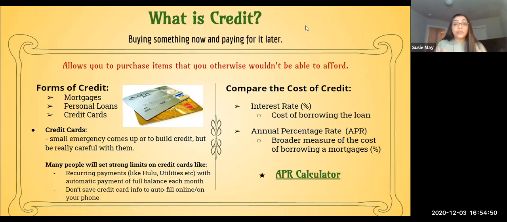Now, these are two different things. Okay, you have your interest rate, and then you have your APR. Your interest rate is that cost of the loan. Your APR is going to be the whole entire cost of taking out the loan. Stay with me. All right, let's hit that APR calculator and show it.